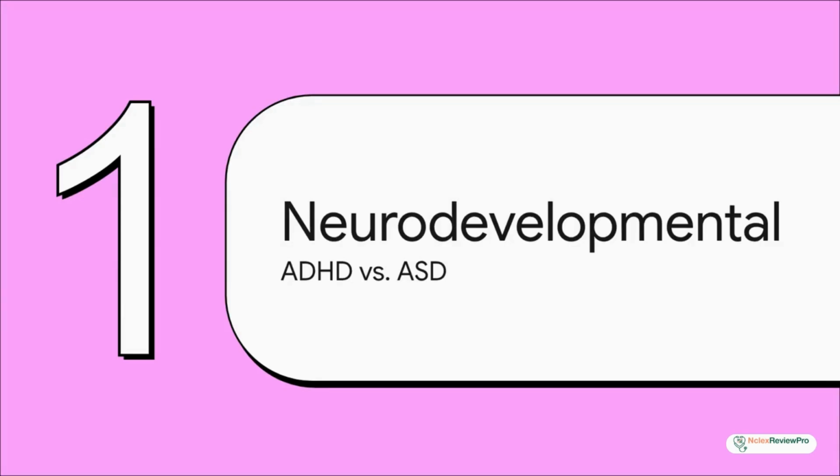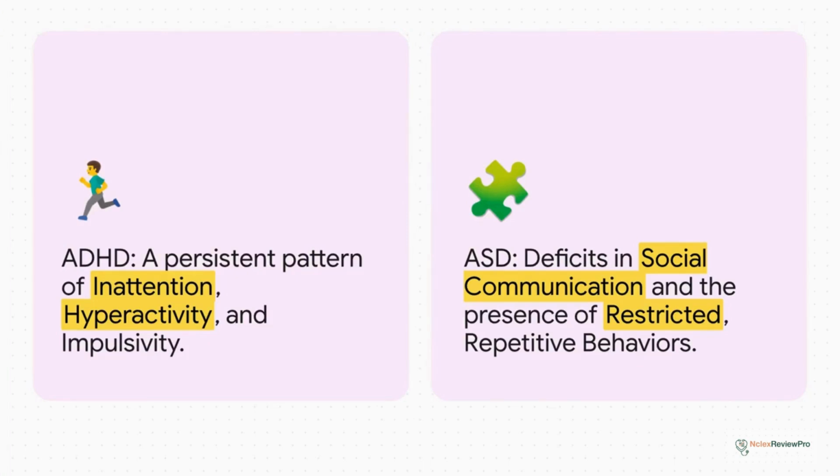Okay, let's kick things off with our first pair, the neurodevelopmental disorders. You know, ADHD and autism get mixed up a lot, but at their core, they are fundamentally different. The key here is that both start really early in childhood, and they affect how the brain actually develops and works. I love this slide because it just boils everything down so perfectly.